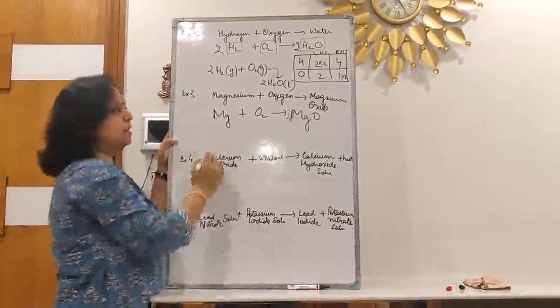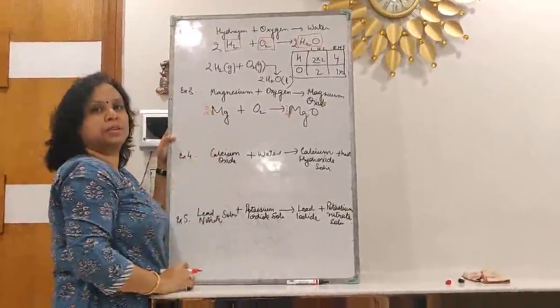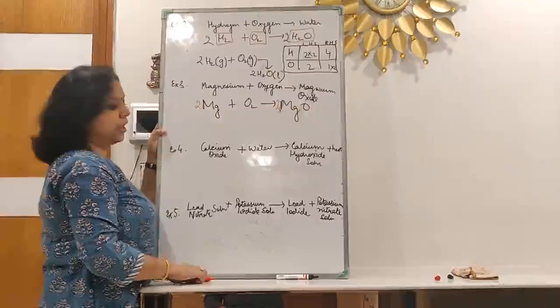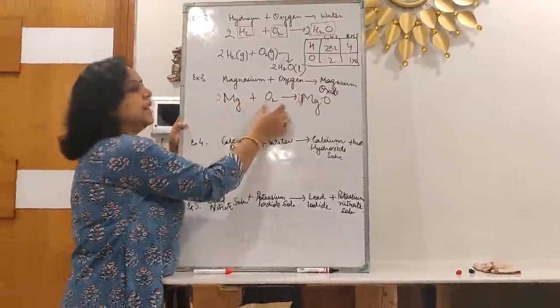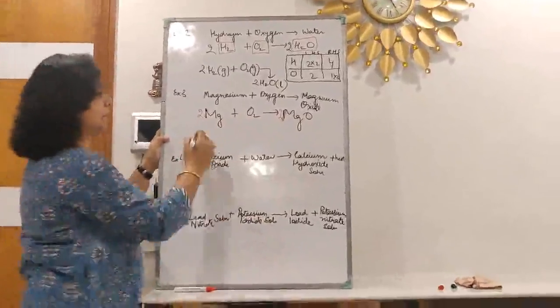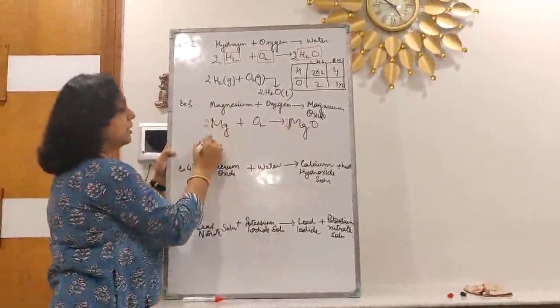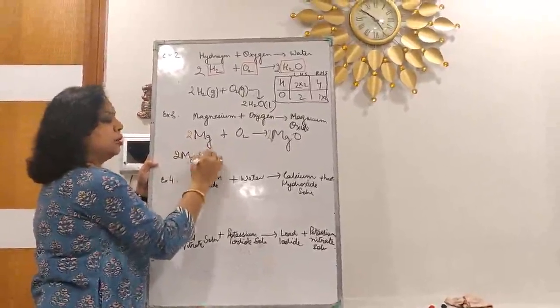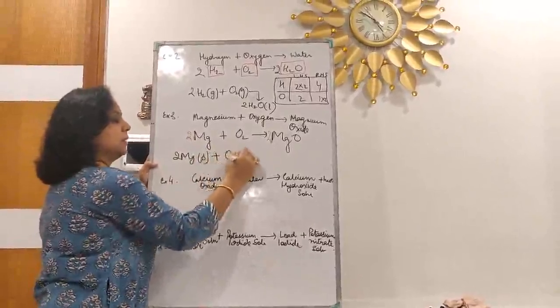Over here it was 1, so I put a coefficient 2 over here. Now if you see, magnesium is balanced, oxygen is balanced. So this will come with practice. Now again I am going to write this equation with my symbols of physical state.